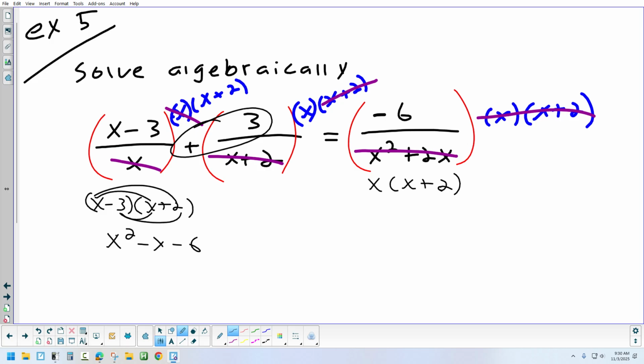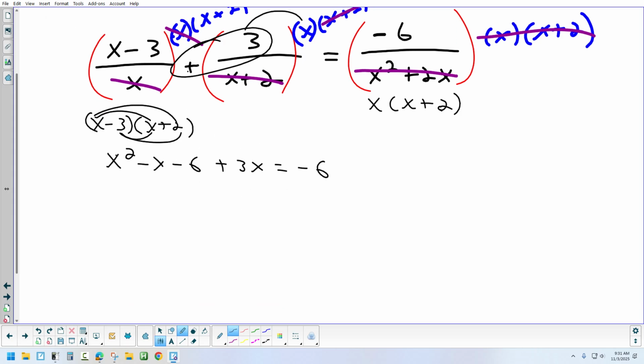Okay, next one, not as complicated as a distributive. It's just positive 3 times x. What's positive 3 times x? 3x. Just 3x. And on the right side, there is no distributive because it all canceled out. We're just left with what? Negative 6. Okay. Let's combine like terms. What's negative 1x plus 3x? 2x.